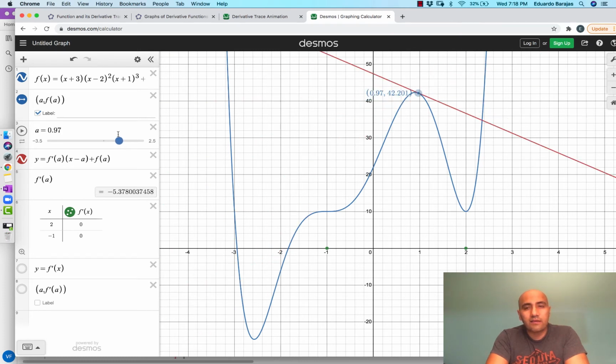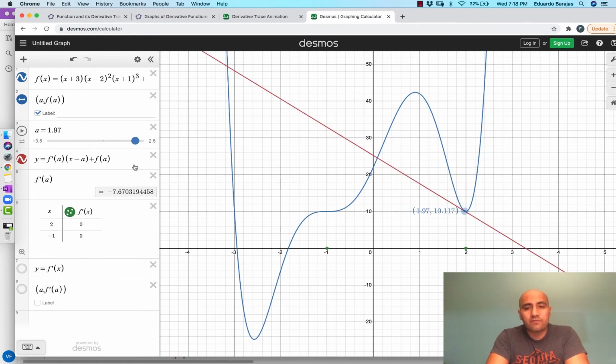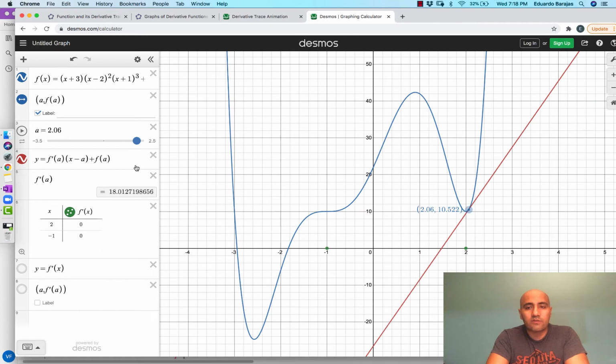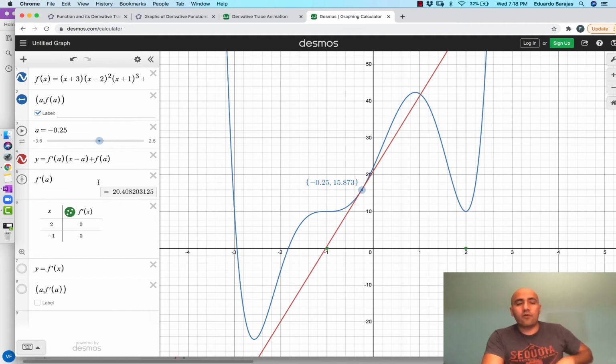Then a small negative, bigger negative, bigger negative, bigger negative, bigger negative, bigger negative. The biggest negative slope we're going to get is somewhere around there. And then we go back to a smaller negative slope, smaller negative slope. We reach 0 somewhere around there, and then we go toward a small positive, bigger positive, bigger positive, bigger positive, bigger positive. Okay?